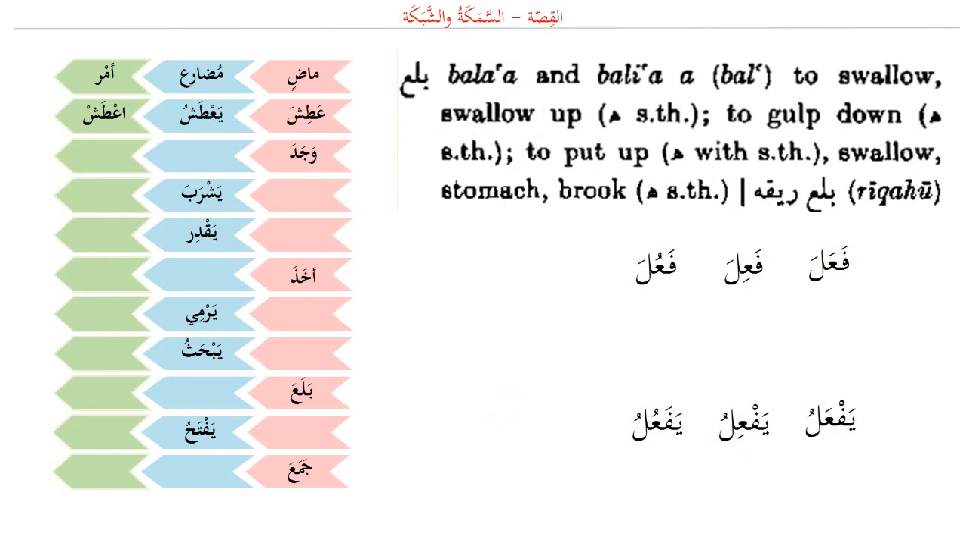The last one is bala'a. Bala'a is to swallow. Now, what's the pattern? Which pattern is it? Fa'ala or fa'ila or fa'ula? Here's the English word. It is fa'ala. But this also has 2 possibilities. Notice there's one more after it. It could be fa'ila. Fa'ila, mashallah.